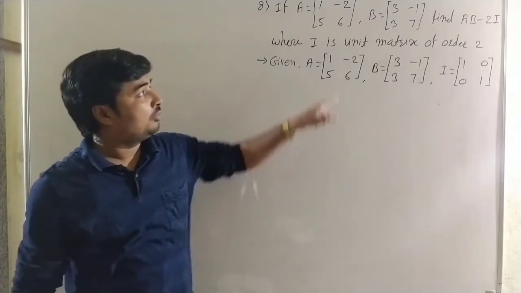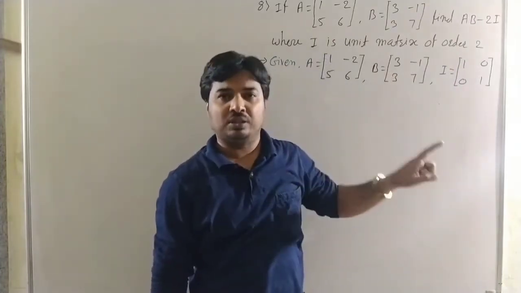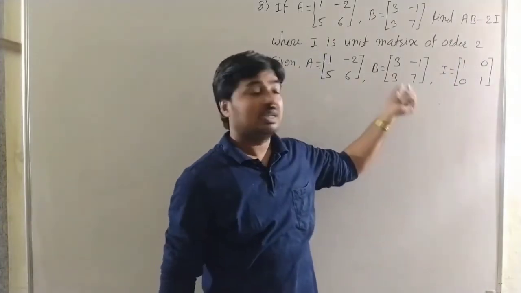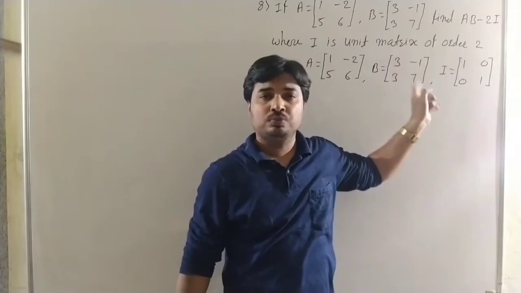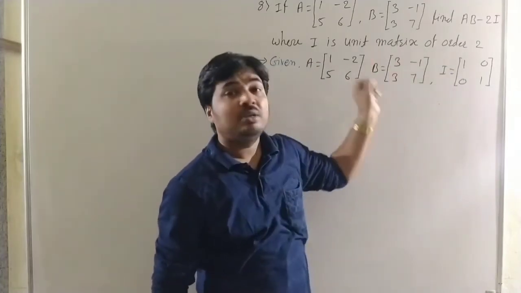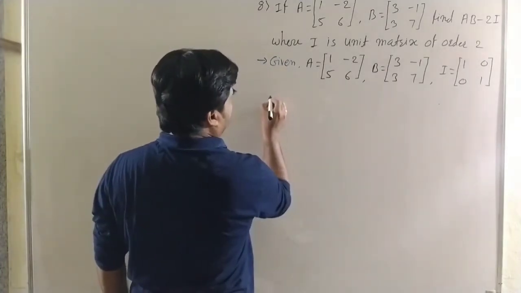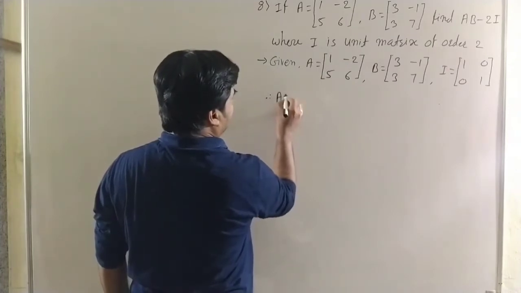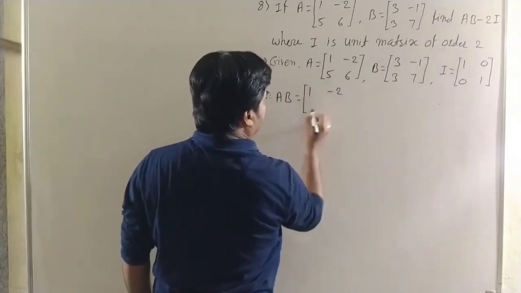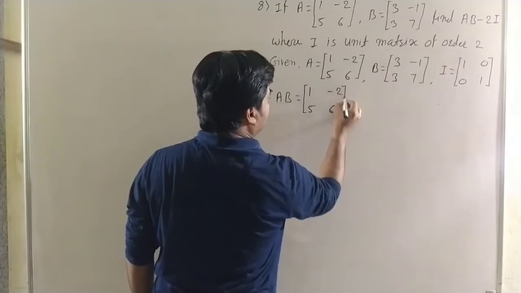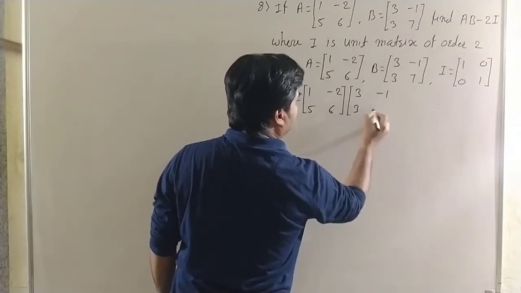Now we want to find the value of AB minus 2I. So we first find AB, that is the product of the matrices A and B, and then we find 2I, that is the scalar multiple of the identity matrix with 2, and then AB minus 2I. Here first we find AB. Therefore AB is [1, -2; 5, 6] into the B matrix [3, -1; 3, 7].